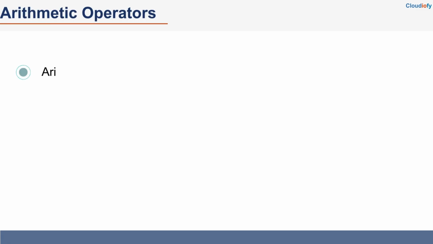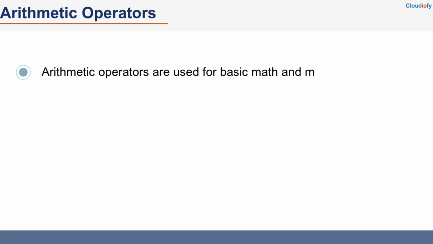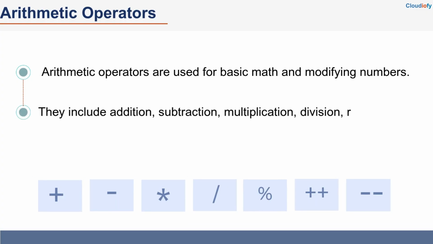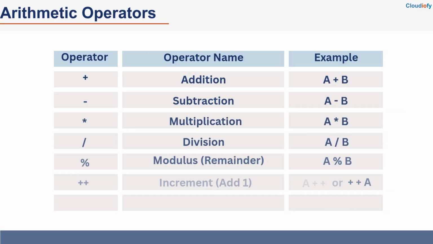Next, arithmetic operators. Arithmetic operators are used to perform basic mathematical operations in C#. These include addition, subtraction, multiplication, division, and modulus for finding the remainder. You can also increase or decrease a number by 1 using increment and decrement operators. Let's look at the table.